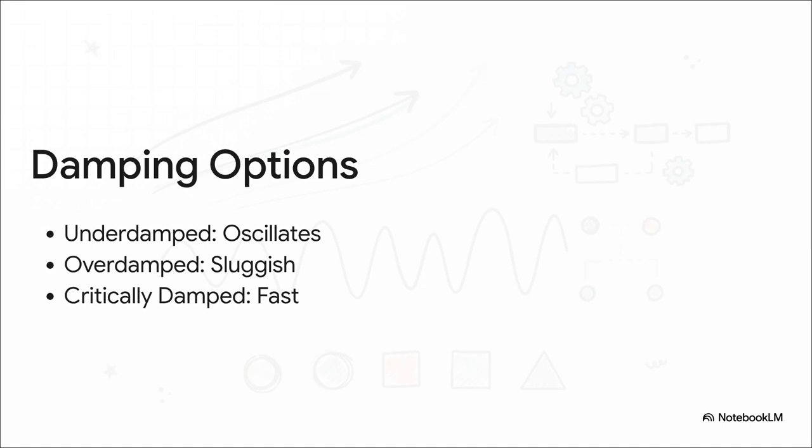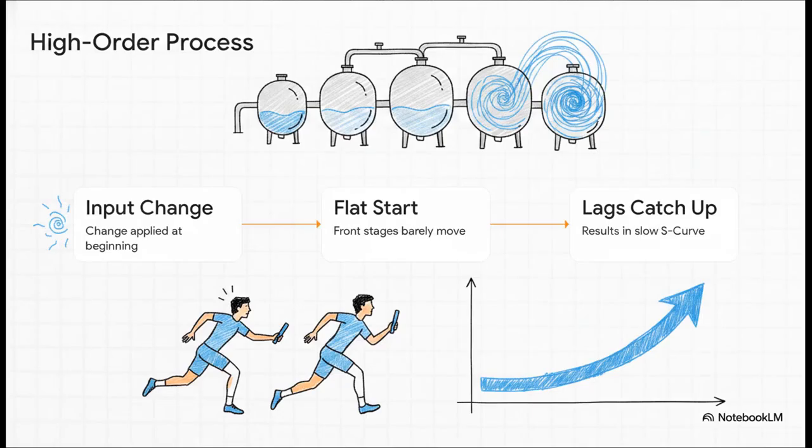Depending on the damping ratio of the system, it could be underdamped, where it overshoots the target and bounces around. It could be overdamped, where it just drags and acts super sluggish. Or, in the absolute perfect scenario, it's critically damped, which gives you the fastest, smooth response possible without any of that annoying overshoot. Then we get to high-order processes.